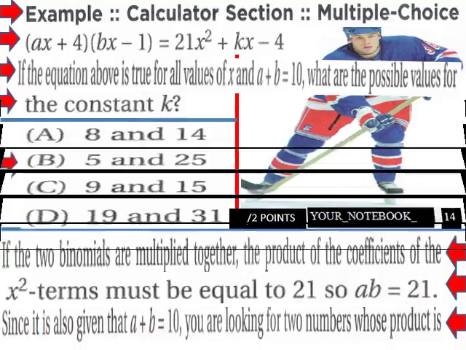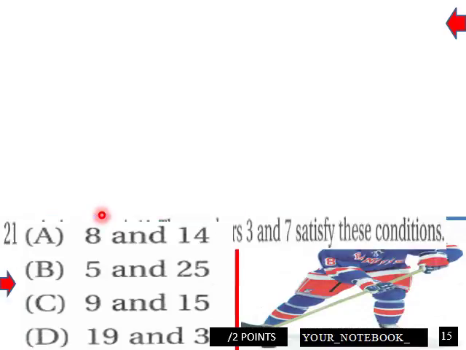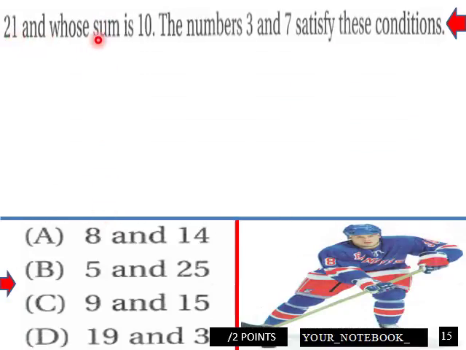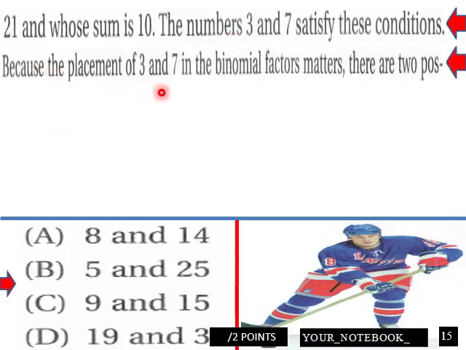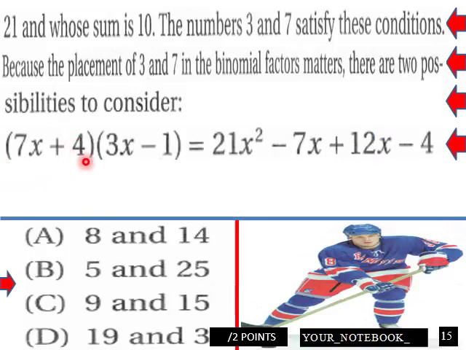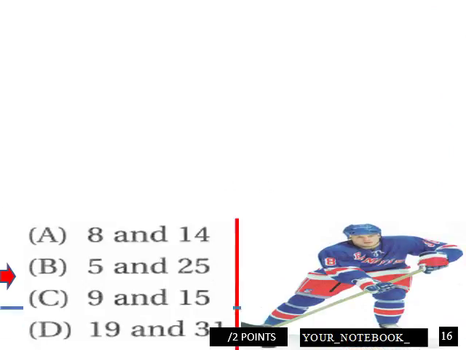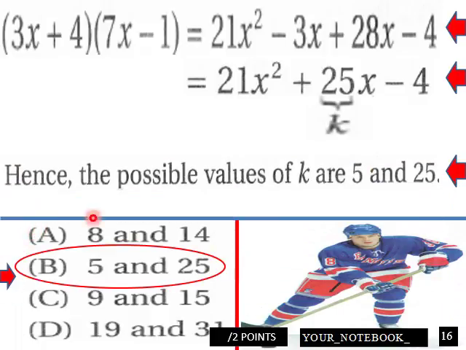Since it's also given that a plus b equals 10, you're looking for two numbers, 3 and 7, that would satisfy those conditions. Because the placement of 3 and 7 in the binomial factors matters, there are two possibilities to consider. This, which would equal that. This would be k here. That's one possibility. And then another possibility here would be 25 if you rearrange these two here. So it'll be 5 and 25.